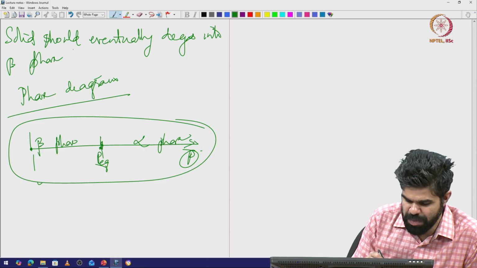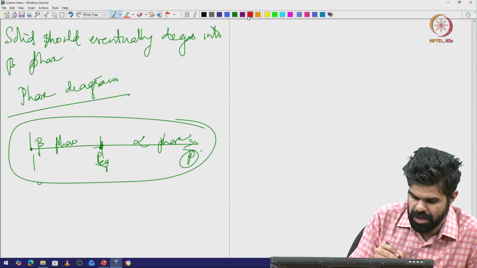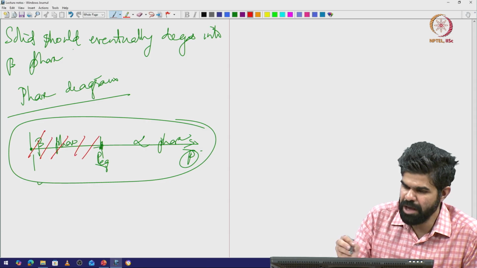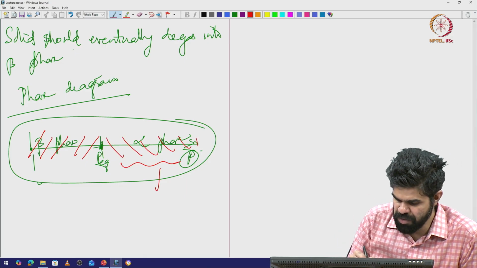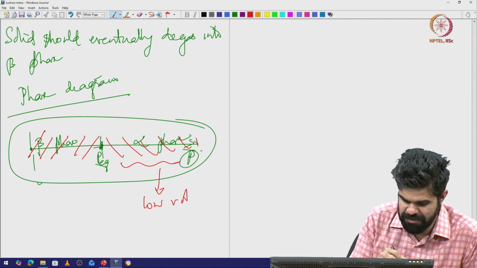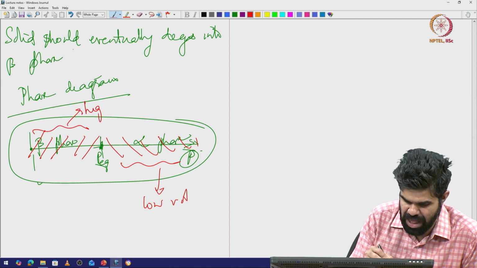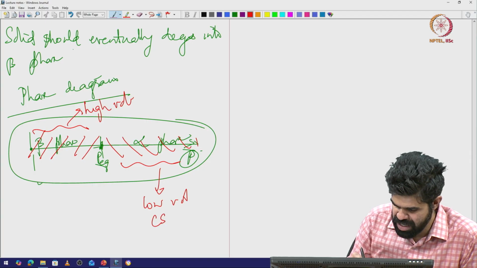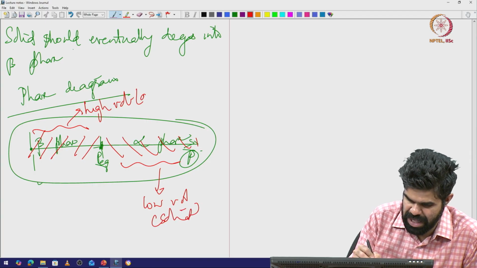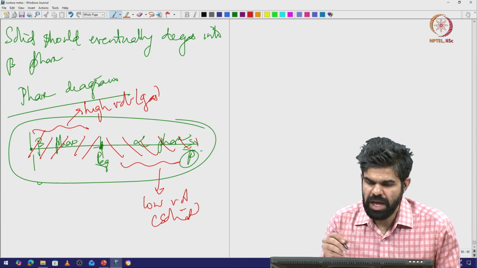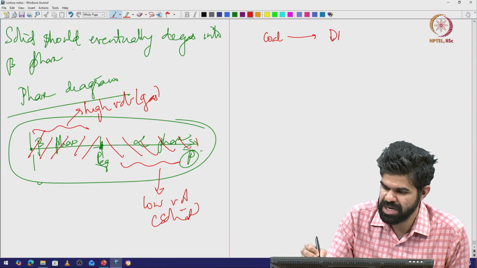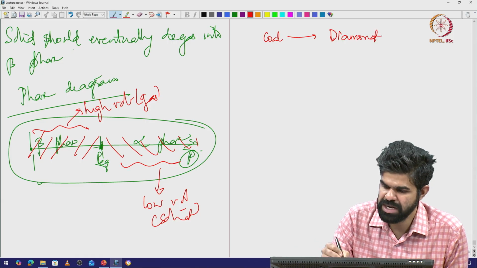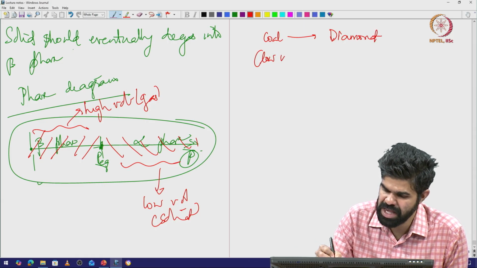At pressures below P equilibrium, I have beta phase, and above P equilibrium, I have alpha phase. Alpha phase is the low volume phase, beta phase is the high volume phase. This is like solid, this is like gas. We gave another example, coal converting to diamond. Coal is the low volume phase, diamond is the high volume phase.